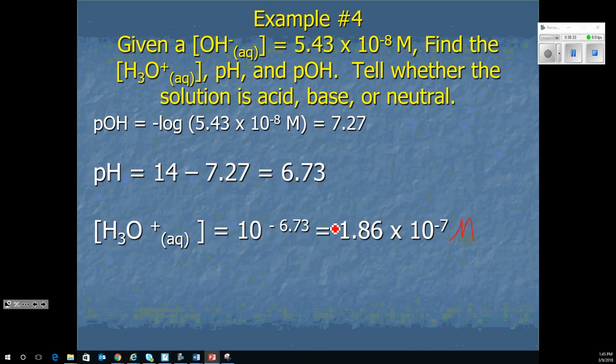We're done. Okay, tell me, is this an acid, base, or neutral situation? So the pH equals 6.73? Yep. Okay, acid, base, or neutral?